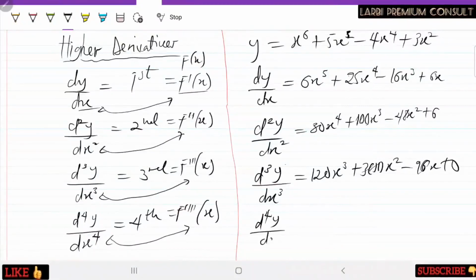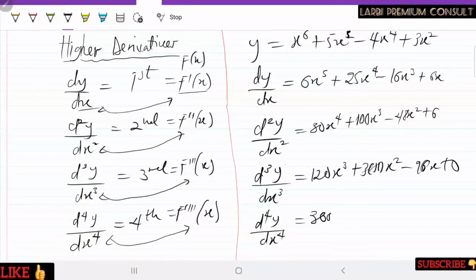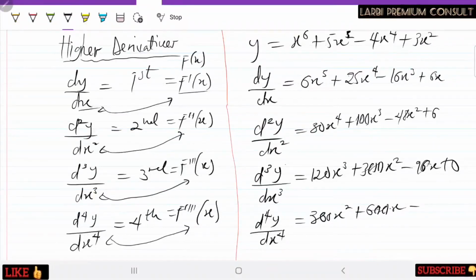d to the power of 4 y over dx to the power of 4. Here too I'll multiply the 3 by 120, it's going to get me 360. Then I'll subtract 1 from the 3, it's going to get me x to the power of 2. Now I'll multiply the 2 by 300, going to give me 600. Now subtract 1, going to give me x, right? Now differentiate 96x, going to give me 96.